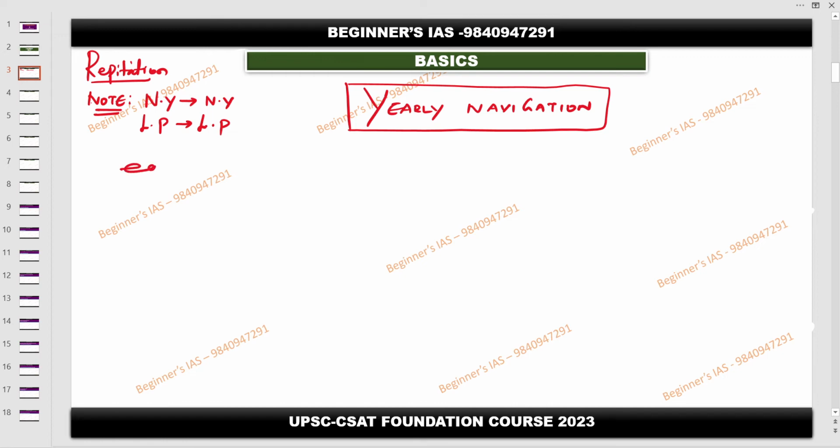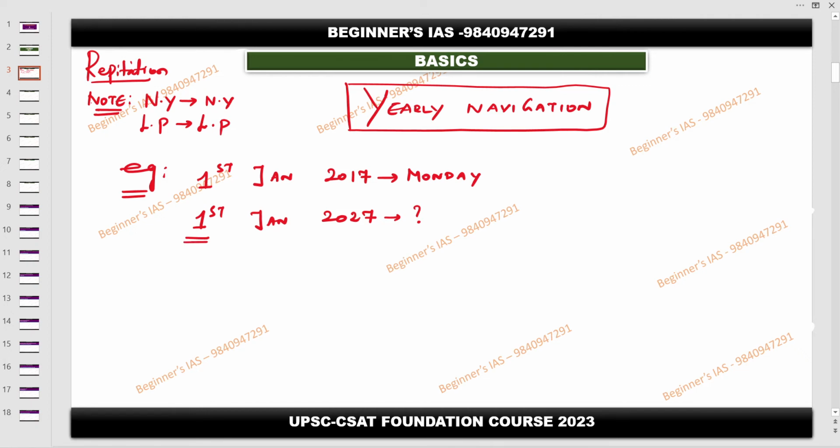For example, I am taking 1st January 2017 as a Monday. Then 1st January 2027 is equal to what? Here there are two methods. First of all, here date and month is same with respect to this thing. So see here, this is same. Now the second thing is, only here we need to modify. That is the yearly navigation.